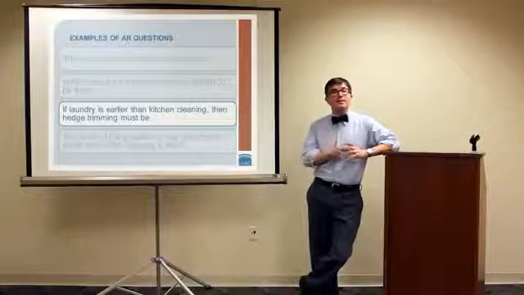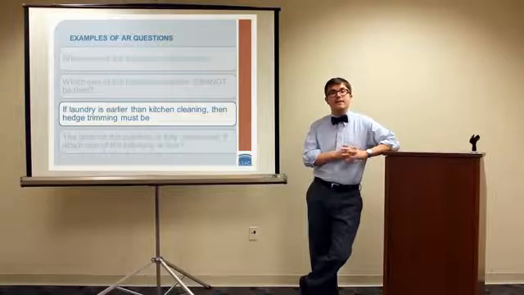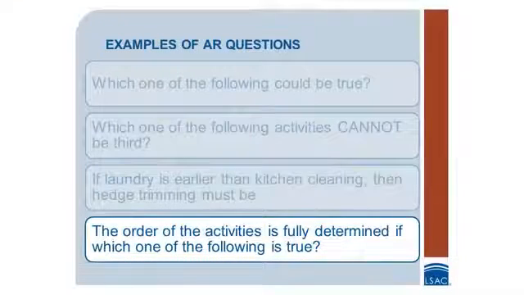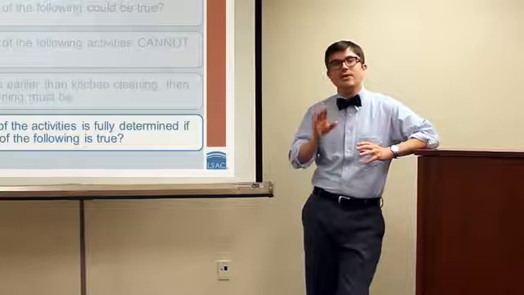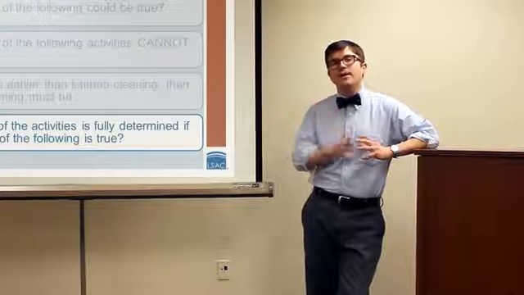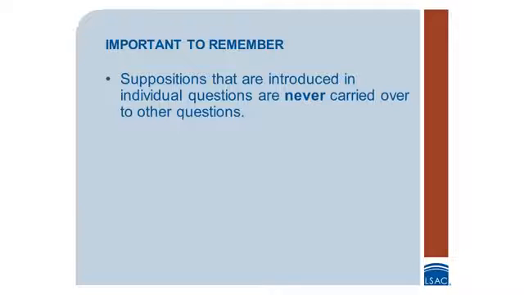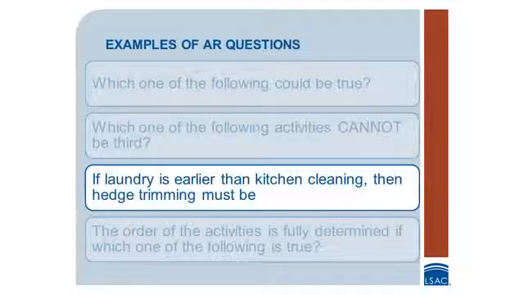As a final example of the kind of question we ask in AR, consider the order of the activities is fully determined if which one of the following is true. For a question like this, you would need to identify the answer choice that would force an ordering upon the activities. It's important to note that suppositions that are introduced in individual questions are never carried over to other questions. In this case, the supposition that laundry is earlier than kitchen cleaning would only apply to that individual question, not to any other question about the scenario.